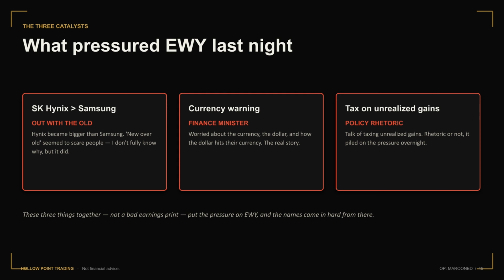Last night, EWT faced pressure from three catalysts. First, the shift as Hynix surpassed Samsung. Second, warnings about the dollar's impact on local currency. Third, policy talk regarding taxes on unrealized gains. These factors, alongside an unremarkable earnings print, created significant market pressure.